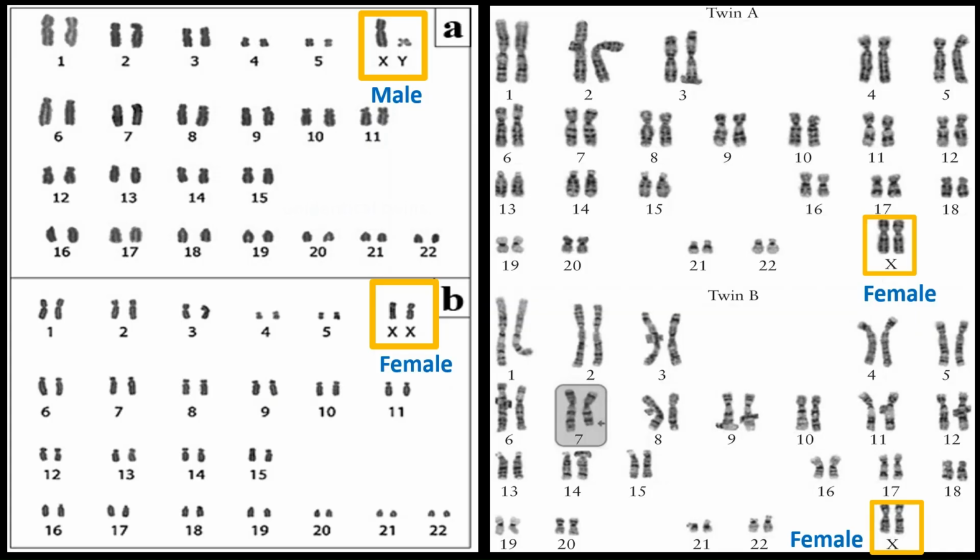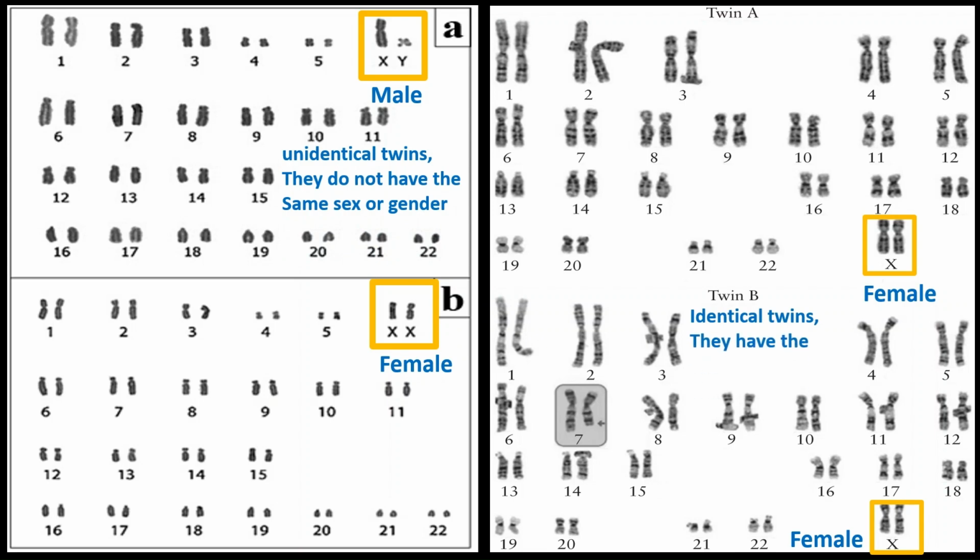So let us complete our interpretation and draw the conclusion. So here we can say individual A and B are actually what? Unidentical twins. Why are they unidentical twins? The simple reason is because they do not have the same sex or gender. One is a male, one is a female. Hence, they are not identical. On the other side of the coin, twin A and twin B are identical twins, and the simple reason is because they have the same sex or gender.